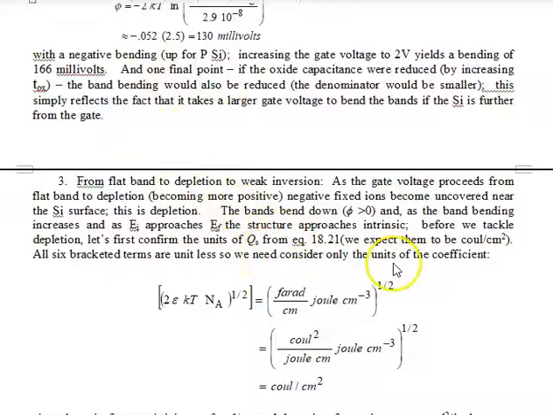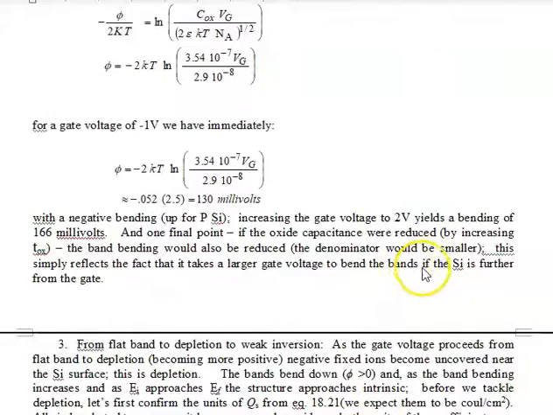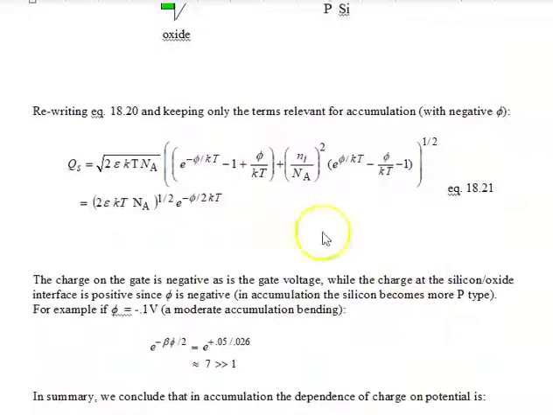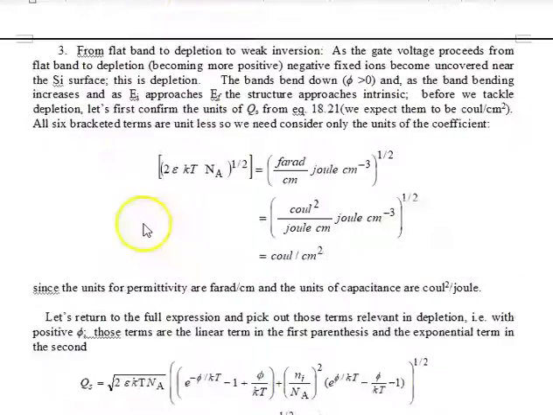But before we do that, we want to tackle one relatively straightforward problem. Just want to show that the Q sub S from equation 8.21 is indeed in coulombs per square centimeter. We really haven't done that. All of these terms are unitless, so the only term we need to take a look at is the coefficient. And that's what we're doing here.